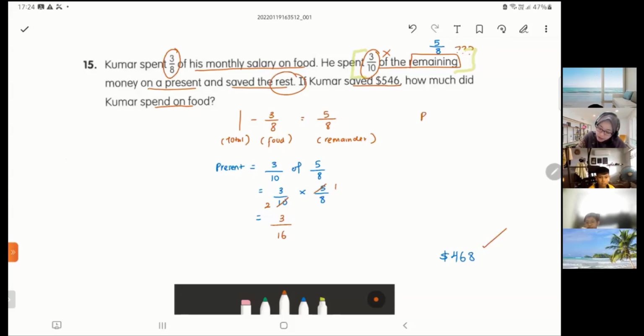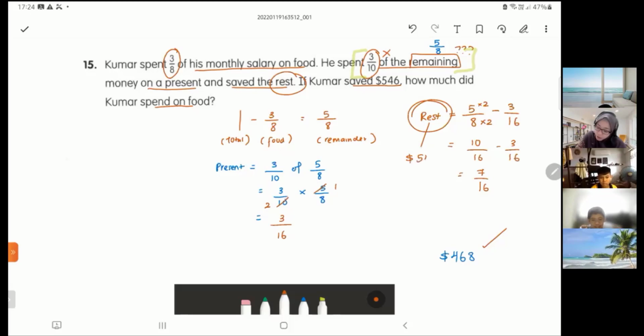Okay, the rest equals to, so I have the remainder just now, which is 5/8. Okay, and then I spent some more from the remainder, 3/16. You minus these two. Okay, so times 2 will be 10/16 minus 3/16 equals to 7/16. This is what he has as the rest. And you know that the rest is 546.